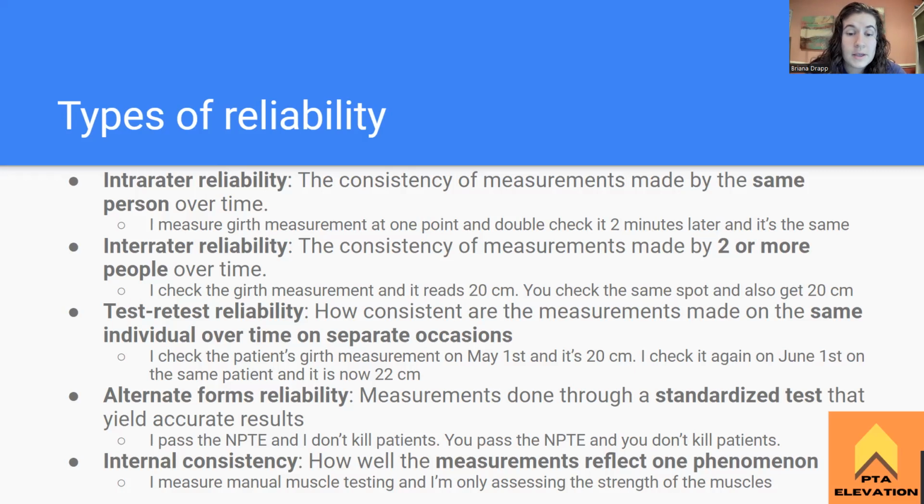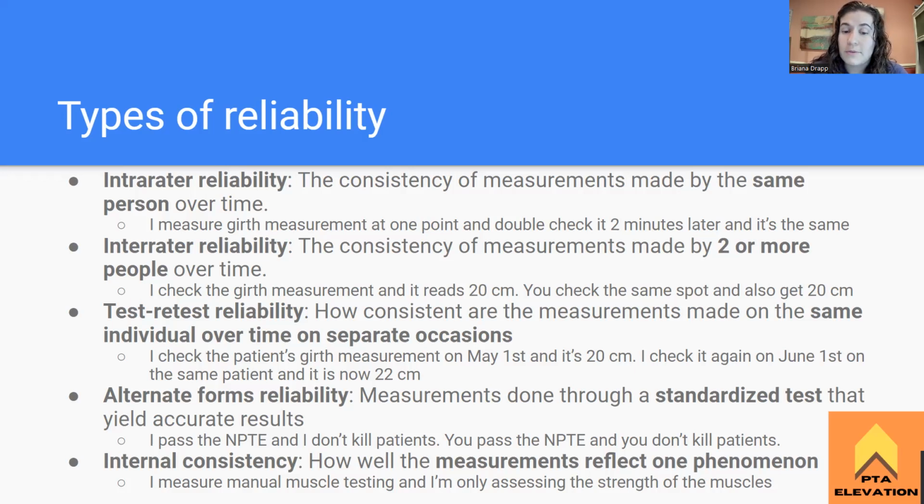That's pretty much how it goes. So, alternate forms of reliability. These are measurements that are done through standardized tests. Now for the boards, I would say intra-rater reliability, inter-rater reliability, and test-retest reliability are the 3 most important. And then these last 2 at the bottom, just be kind of familiar with what they are.